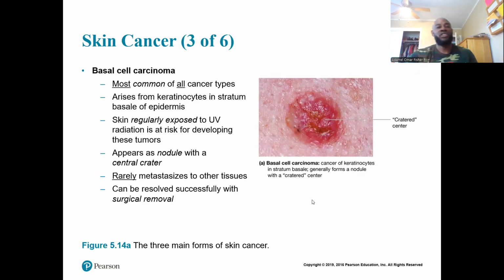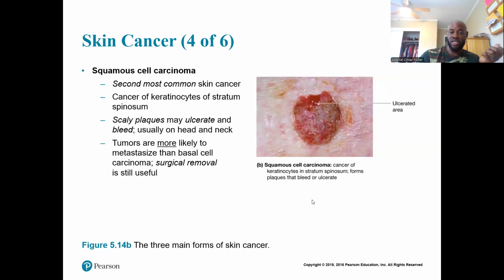You have basal cell carcinoma. That arises from the keratinocytes in the stratum basale of the epidermis. So this is skin that's been exposed to UV radiation and can have this basal cell carcinoma at the stratum basale of the epidermis. Usually they can just cut this out of you and it usually doesn't spread.